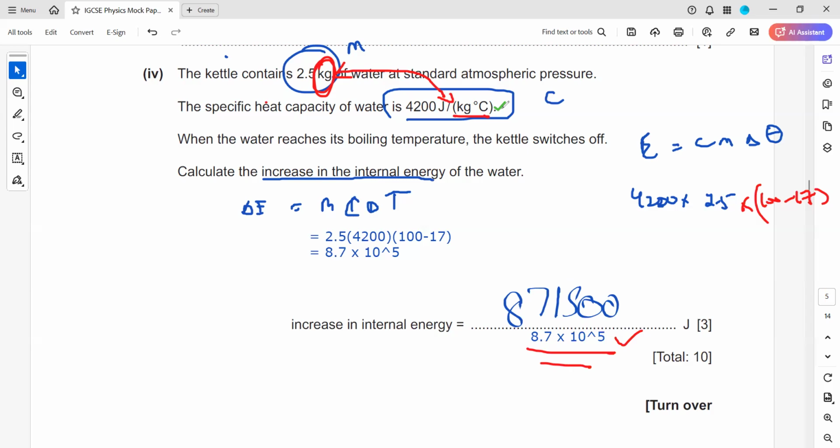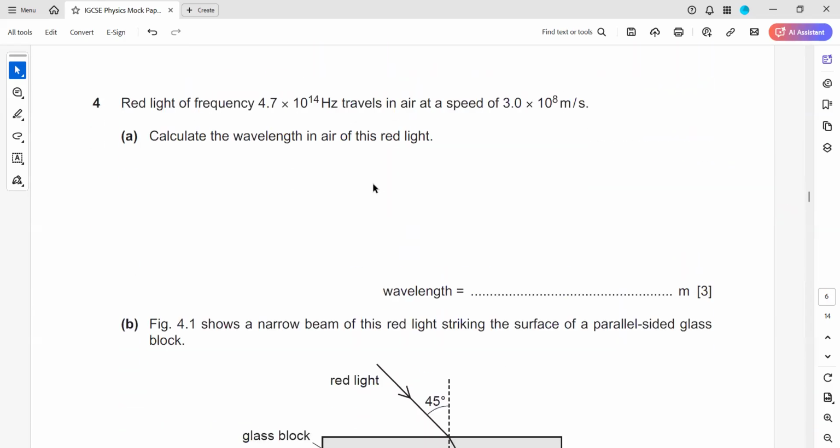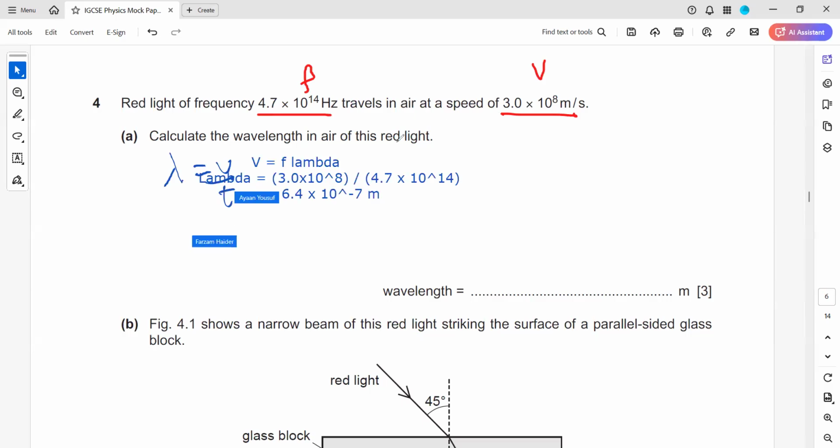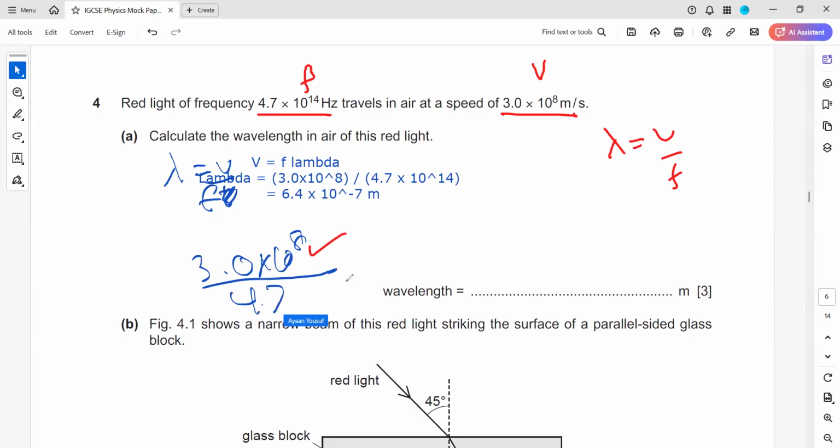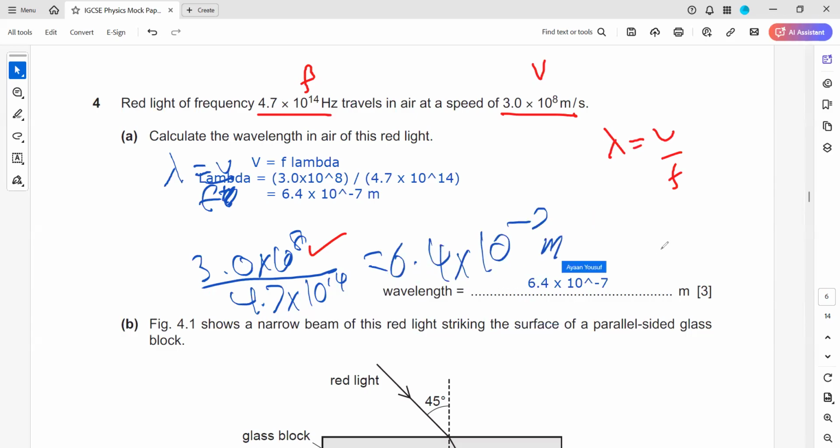So 8.7 exponent 5, that's the appropriate way of representing the answer. The next question: a red light of frequency 4.7 exponent 14 hertz in air at a speed of 3 exponent 8. So we have the speed and we have the frequency, so we'll use the wave equation. V is equal to F lambda, so lambda is equal to V divided by F. So speed of light in air divided by the frequency. So we'll get the wavelength, which is 6.4 exponent negative 7 meters.